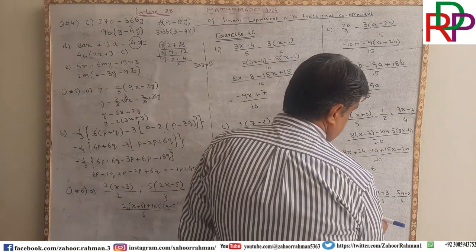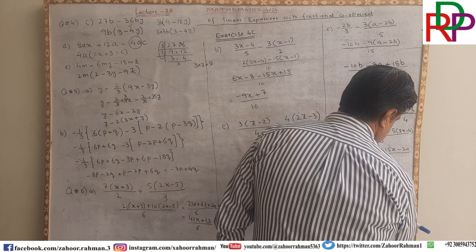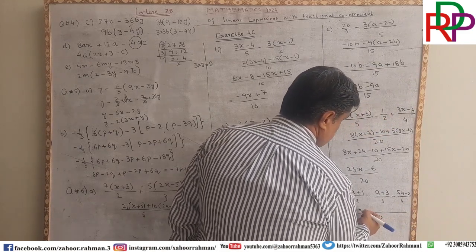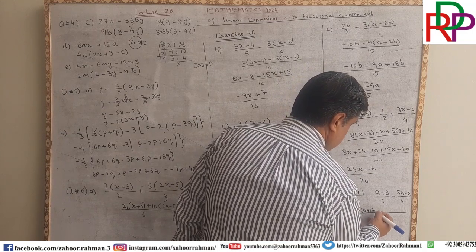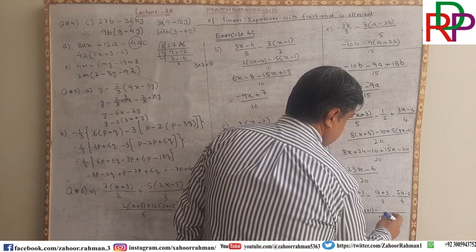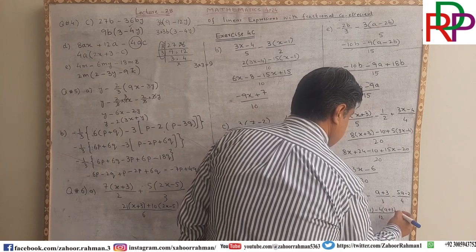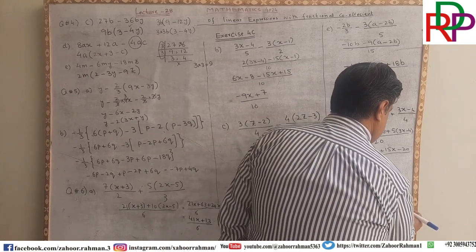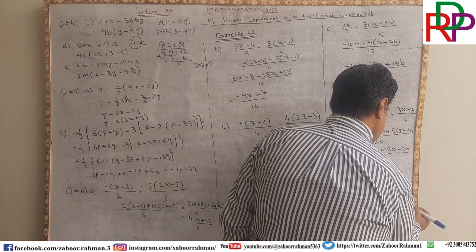Now here I am taking 12 as the LCM. So 6 into a plus 1 minus, and then 4 into a plus 3, and then minus 3 into 5a minus 2.